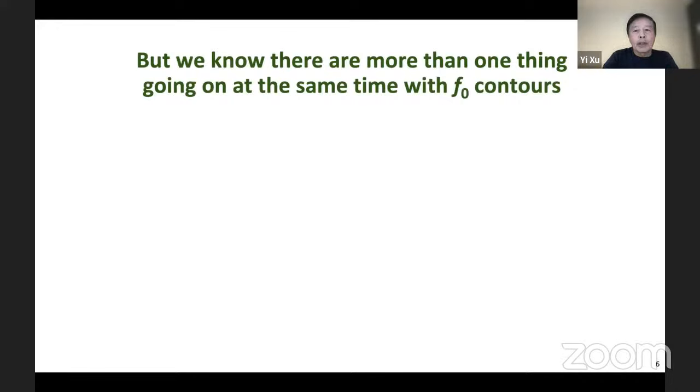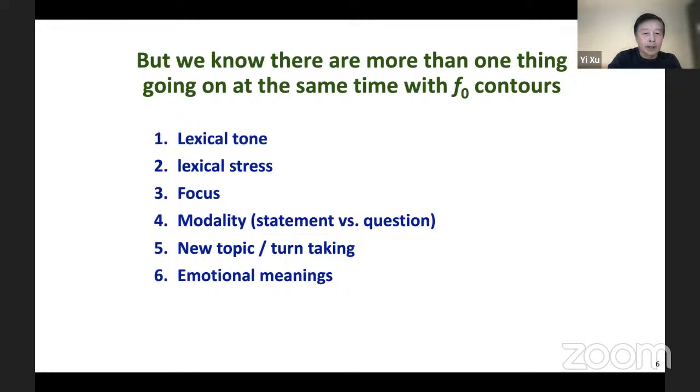These observations lead us to a question. We know there is more than one thing going on at the same time with F0 contours. For example, if the language is tonal, you have lexical tone, which mainly uses F0 to represent itself. Also, as you will see later, lexical stress, which also uses F0 very seriously. And also prosodic focus and modality, which refers to the contrast between statements and questions, and potentially new topic and turn taking. All these have been researched by various researchers. On top of that, you may have emotional meanings, which involve a lot of pitch variabilities. So suddenly we have a question: how can all this be represented by an intonational contour?